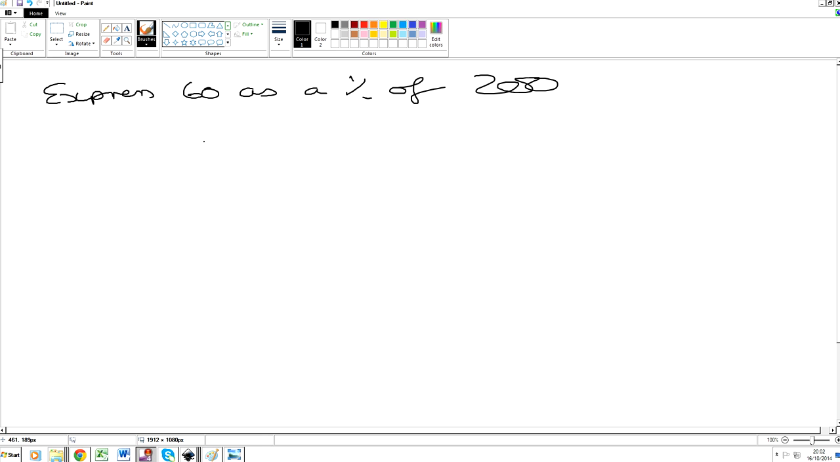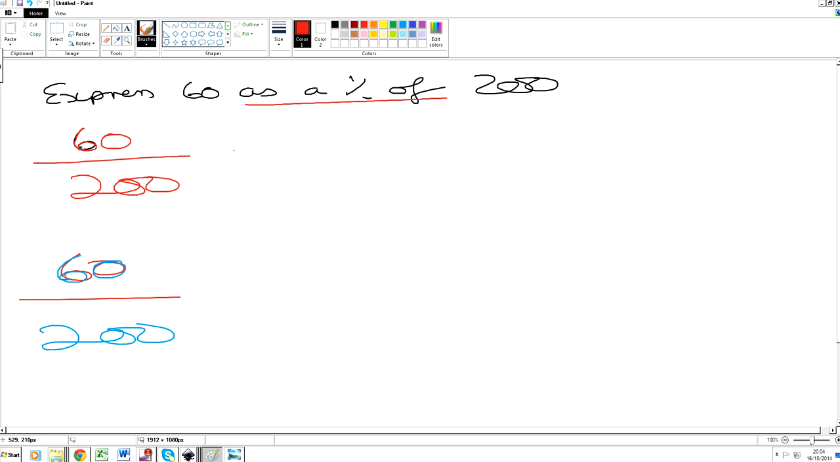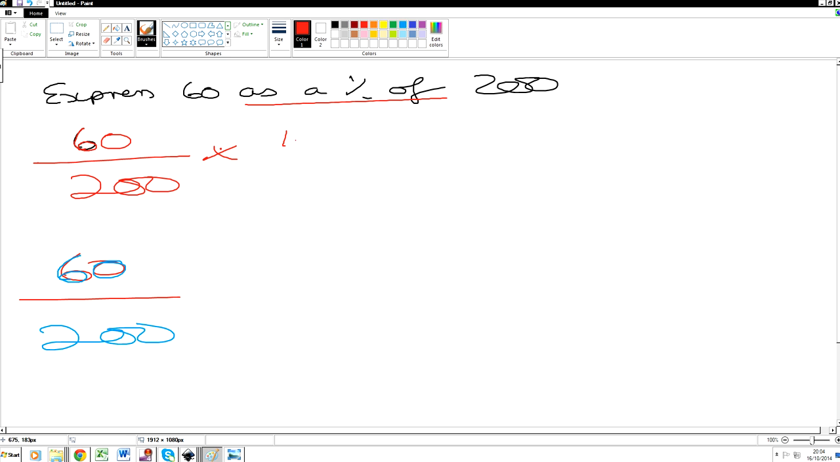60 as a percentage of 200. So what do we write on top and what do we write on bottom? 60 as a percentage of means 60 out of 200. And then we need to answer. So 60 over 200 in the traditional method, which is times by 100 over 1.